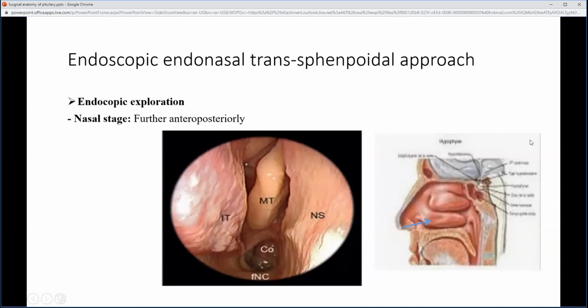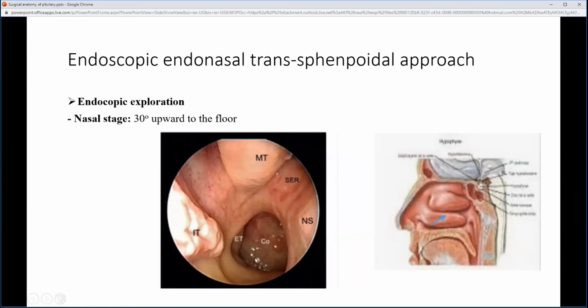As we proceed a little bit further anterior-posteriorly, still parallel to the floor of the nasal cavity, as the image shows on the right with the blue arrow, we can visualize just beside and above the inferior turbinate, the medial turbinate, and deeper we can visualize the choanal regions. Medially, we have the nasal septum.